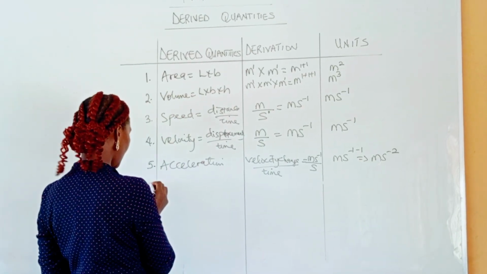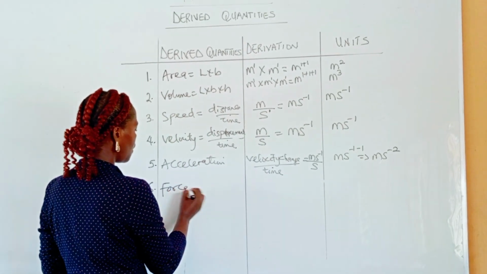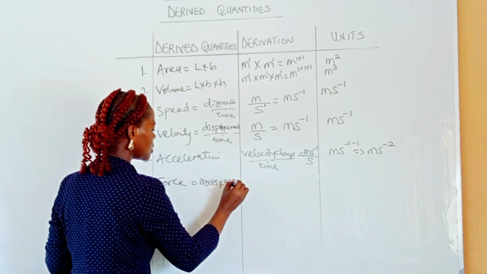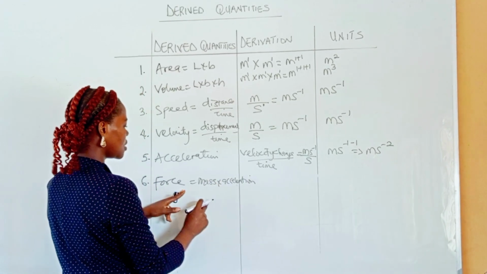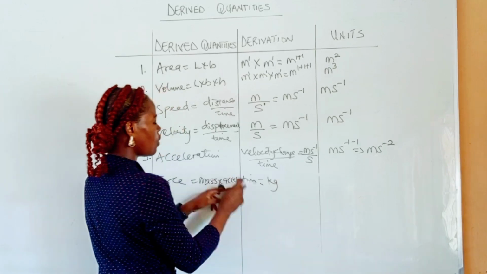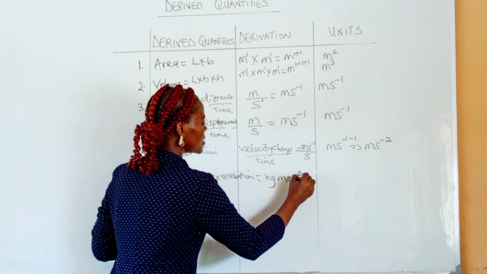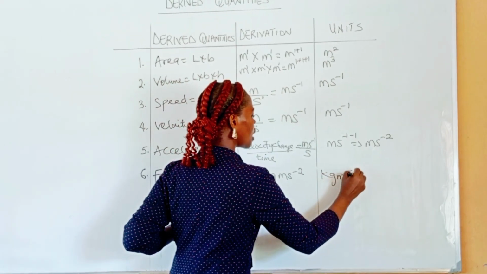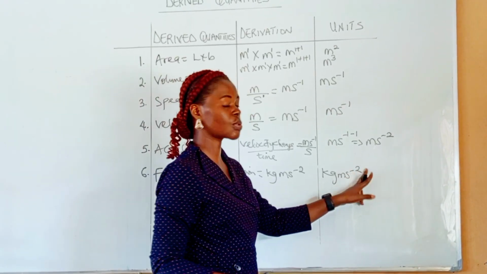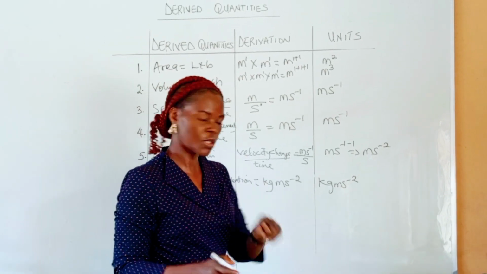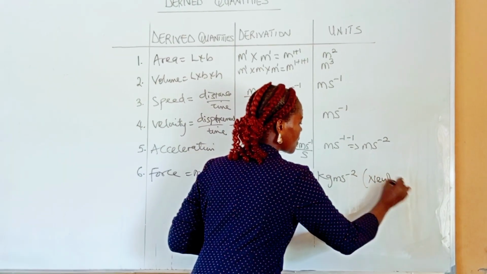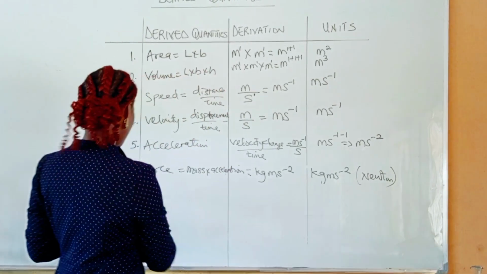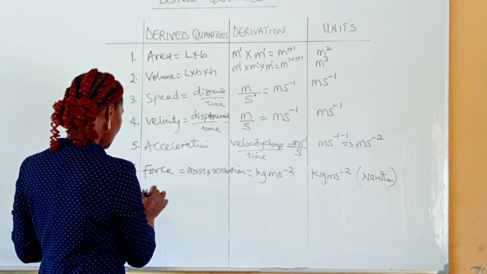The next we are going to have is force. What is force? Force is mass times acceleration. Mass is measured in kilogram, while acceleration is measured in meters per second square. By the time you multiply this, you're going to have kilogram meters per second square. Although force is equally measured in newtons, we need to know this as a unit of force, so it can help us to get the dimension of force.